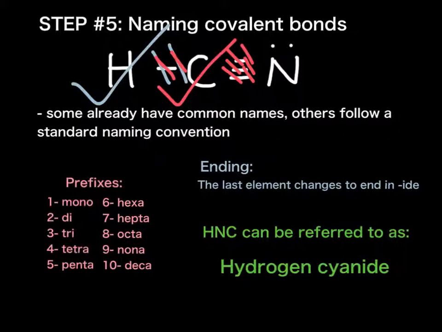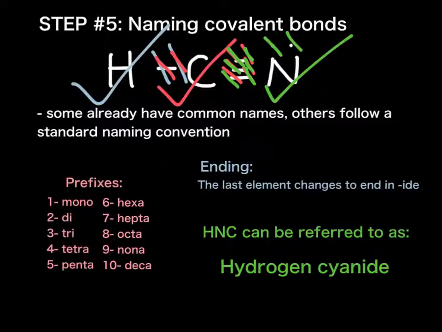Nitrogen, by having 1 single pair and 3 bars, also follows the rule of octet, because each bar represents 2 electrons, making it 1, 2, 3, 4, 5, 6, 7, 8, also good. As for naming, some covalent bonds already have common names, while others follow a standard naming convention. This convention has prefixes, as well as endings.